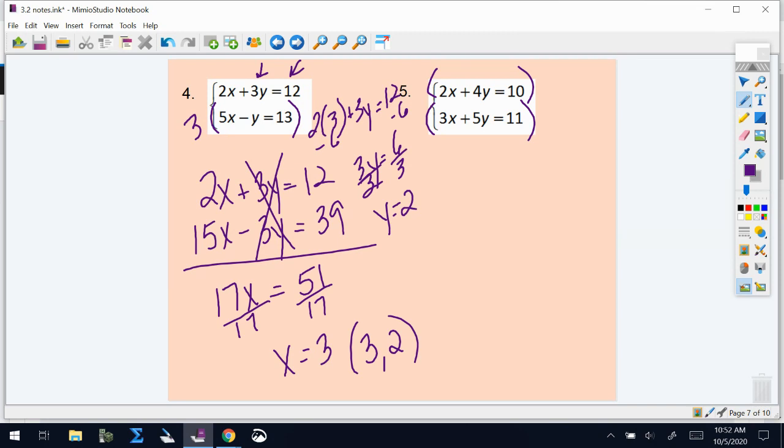I'm going to get rid of the x's. So I'm going to multiply this top line by 3. That will make your x's 6x. And I'm going to multiply the bottom line by negative 2. That would also get that one to be a 6, but it would be a negative 6x.